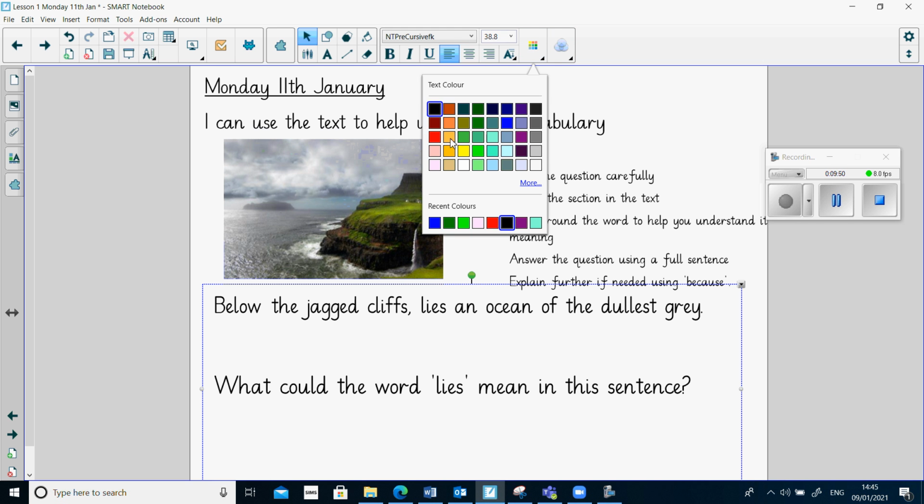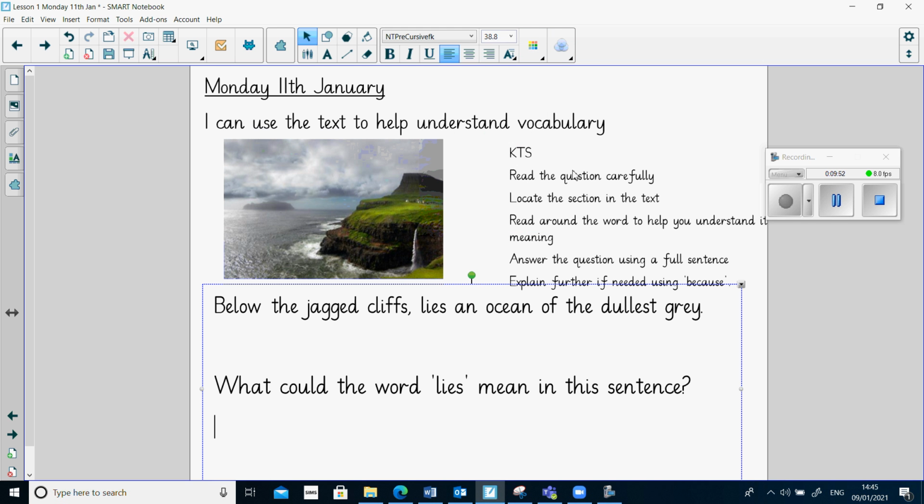And we just change the colour so we can see it nice and clearly. The word lies could mean. I'm just going to have a little think. What could the word lies mean? Now, I know if you lie down in bed, you're quite flat, you're quite still. Not sure whether the ocean's going to be still, but I'm going to put that in and I'm going to explain it a little bit more in my answer. The word lies could mean staying flat.